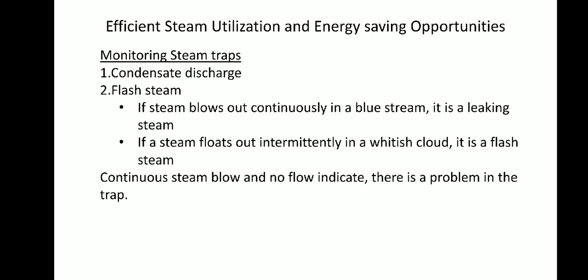The second one is flash steam. This shall not be mistaken for a steam leak through the trap. The user sometimes gets confused between flash steam and leakage steam. The flash steam and leaking steam can be approximately identified as follows. First, if steam blows out continuously in a blue stream, it is leaking steam. If steam floats out intermittently in a whitish cloud, it is flash steam. Continuous steam blow and no flow indicate there is a problem in the trap. Then immediately we can check.